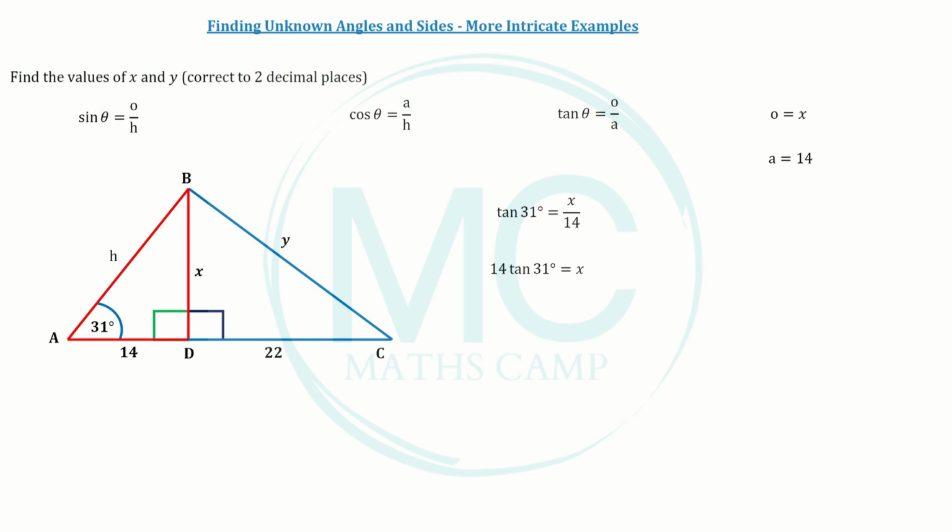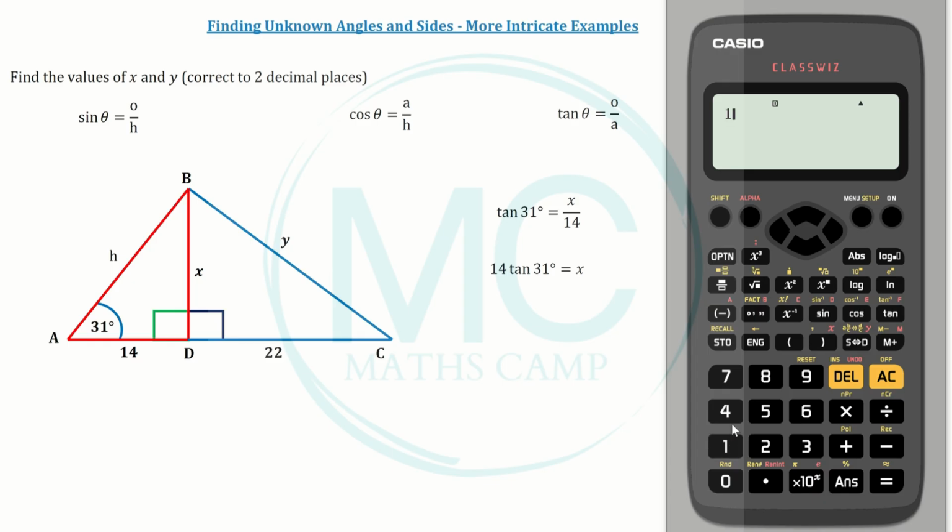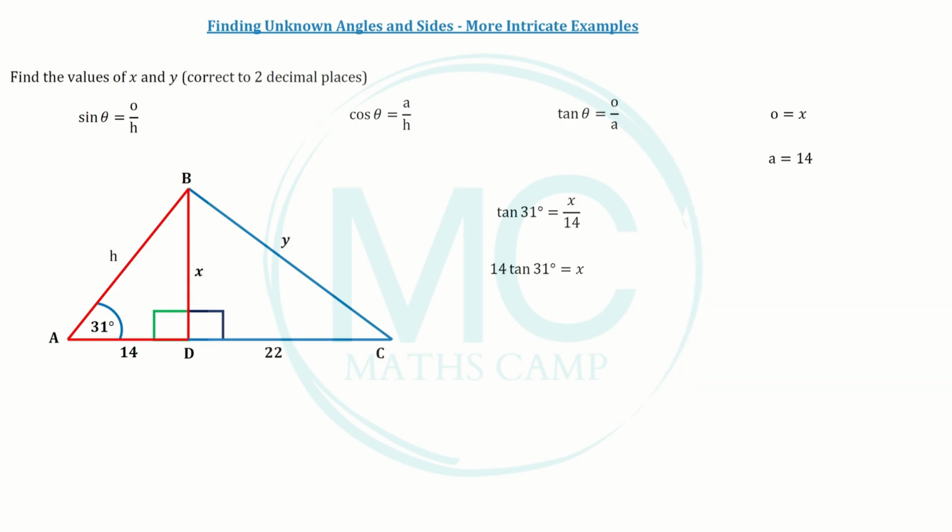And now we can take our calculator and we say 14 multiplied by tan 31 degrees, close the bracket, is equal to 8.412. Let's round off to two decimal places. And we see that x is equal to 8.41. Let's put this in our diagram as well. And now we can make some space and move on to finding y.